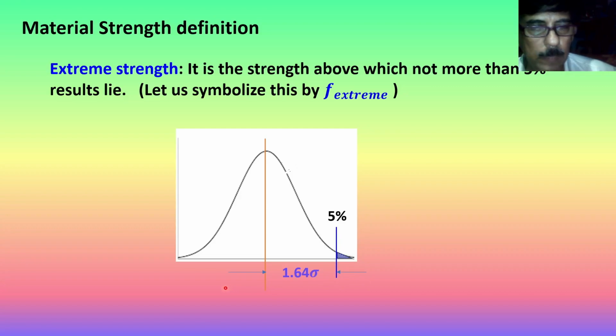Any material definition starts with a characteristic. So it is here where 5% results are lower. So the extreme strength definition has to be given in terms of the characteristic strength. Characteristic strength is 1.64 sigma from the mean, and extreme strength is another 1.64 sigma towards the right. So the total distance from the characteristic strength is 2 multiplied by 1.64 sigma for the extreme strength.